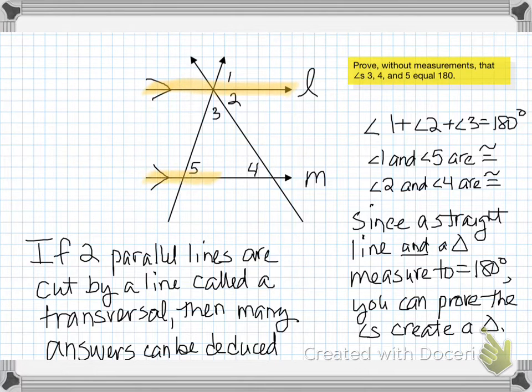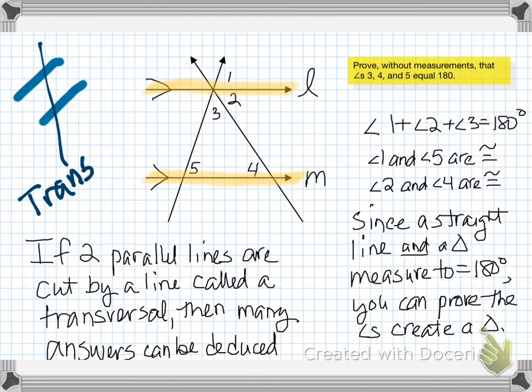Line L and M are parallel to each other. When you have a set of parallel lines, I'm going to draw a different example over here. Let's say I've got these two lines that are parallel. And then I have a line that goes through it like that. If I have a line that goes through it, we call that a transversal. And transversals have some really cool rules with it.